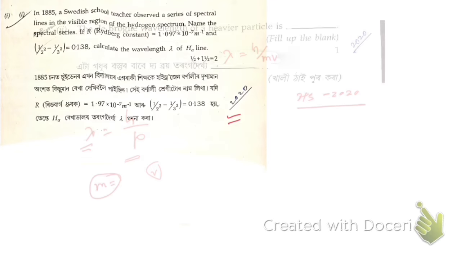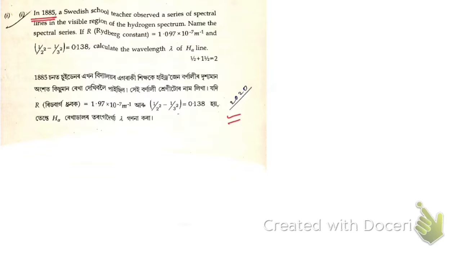In 1885, a Swedish school teacher observed a series of spectral lines in the visible region of hydrogen spectrum, named the spectral series. And if the Rydberg constant is this, here this constant is wrong. Here it's supposed to be +7, here it is given -7. And the value of 1 by 2 square minus 1 by 3 square is 0.138. Calculate the wavelength lambda of this H alpha line.